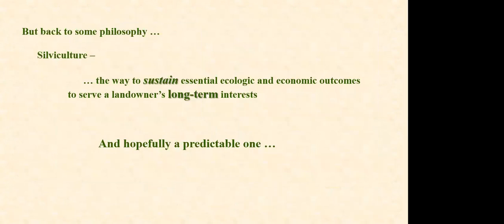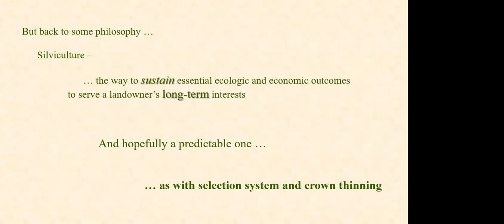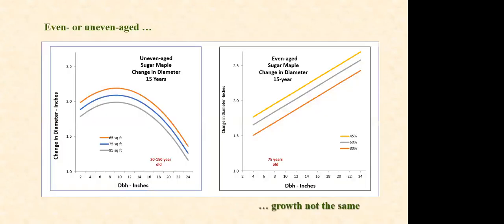Back to some philosophy. Silviculture. That's the way we sustain essential ecologic and economic outcomes that are important to a landowner's interest. Without it, you're merely extracting timber, cutting trees. With silviculture, we should get a predictable outcome. Hopefully we do. And that does happen with selection system in uneven age stands and crown thinning in even age stands. You could argue that pre-thinning and thinning below you can get predictable results.